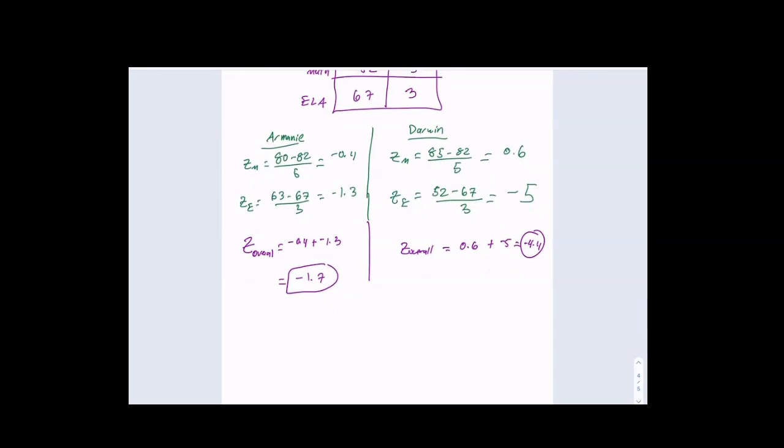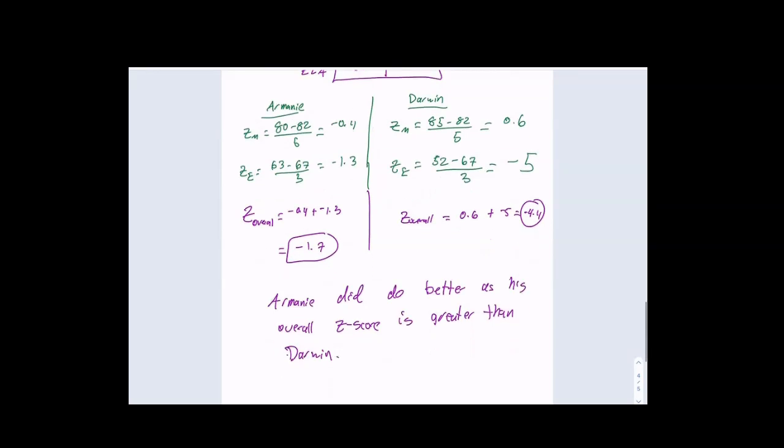So who did better? Well, in this example, and I just threw the numbers, Armani did better. So Armani, now his overall z-score is still below average, which is not good in that sense, but I want to note that Armani did do better as his overall z-score is greater than Darwin. Okay, his overall z-score is better.